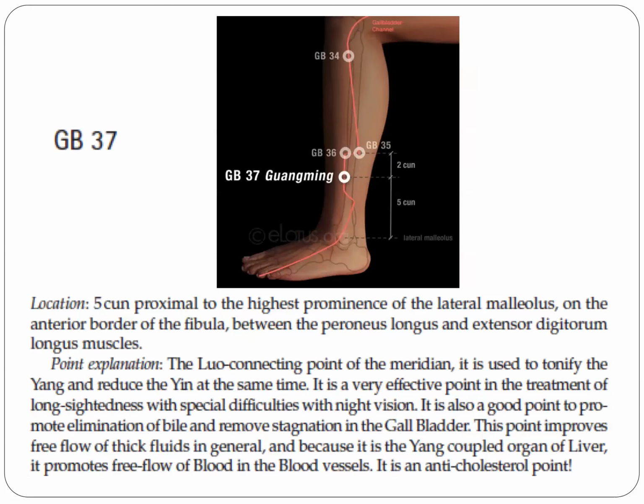Next point is GB37. It is 5 Chun proximal to the highest prominence of the lateral malleolus on the anterior border of the fibula between the peroneus longus and extensor digitorum longus muscles. This is the luo connecting point of the meridian. It is used to tonify the yang and reduce the yin at the same time.